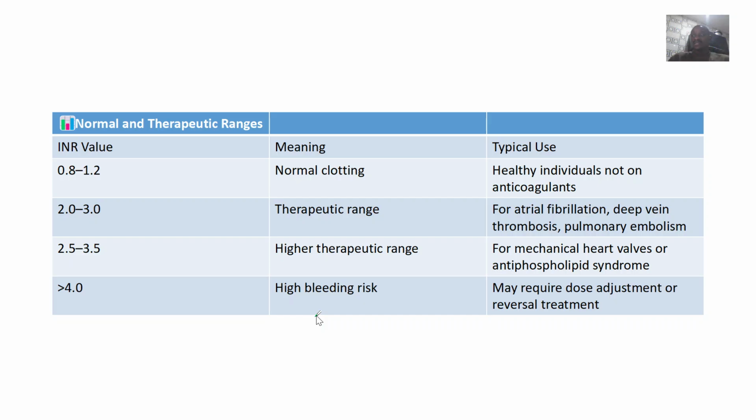If you calculate everything and you are getting something between 0.8 to 1.2, it's normal. 2 to 3 is therapeutic range. 2.5 to 3.5 is higher therapeutic range. All right, anything more than 4 is a higher bleeding risk.